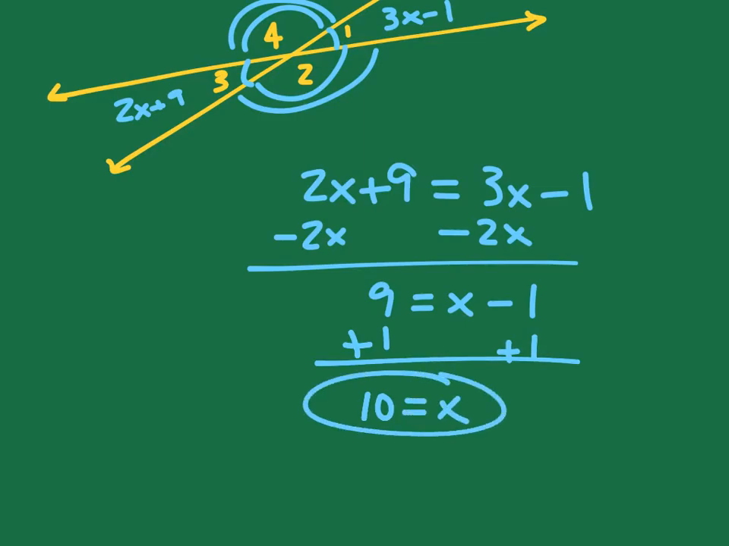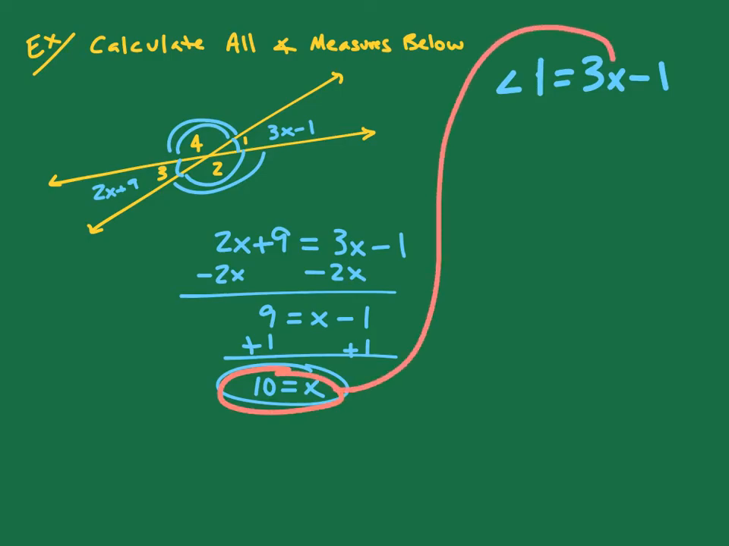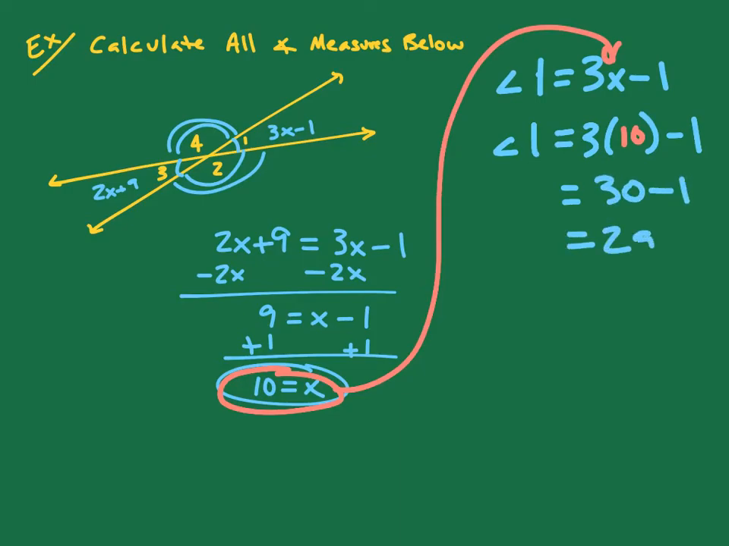Now that I have that, here's what I'm going to do. I know that angle 1 is going to be 3x minus 1. What I'm going to do is take this value for x and plug it into that expression. So then I'm going to get that angle 1 is equal to 3 times 10 minus 1. 3 times 10 is going to give me 30 minus 1, which gives me 29. So angle 1 is 29 degrees.